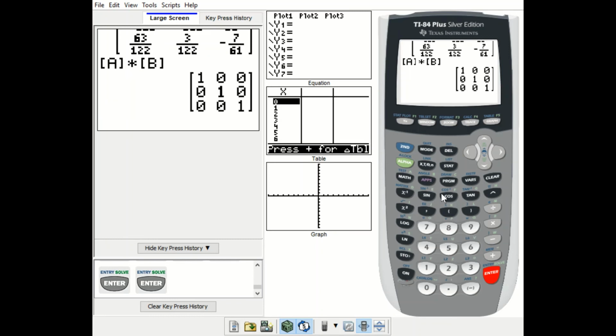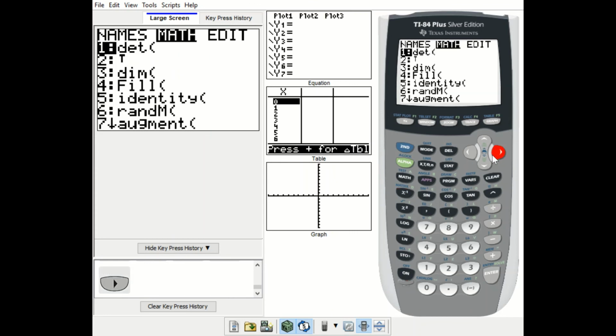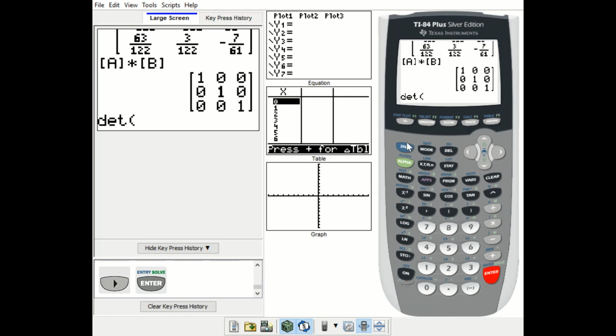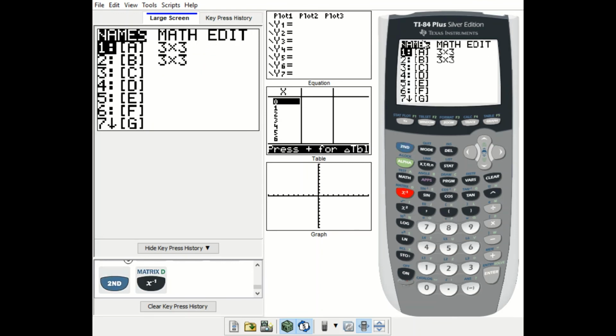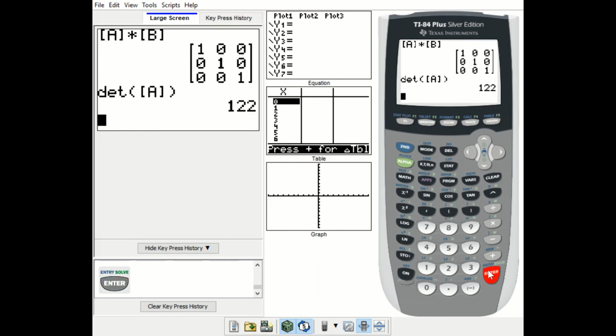The last thing I want to show you is you can find the determinant of a matrix by going to second matrix and go across to math and see the first thing is determinant. By the way, while I'm here, look, that T below determinant is the transpose of a matrix. So there are some other things you can do here. So let's find the determinant of matrix A. So we hit determinant and then go second x to the minus 1, hit matrix A, and I'm going to close the parentheses. You don't have to. TI defaults not to need that one.